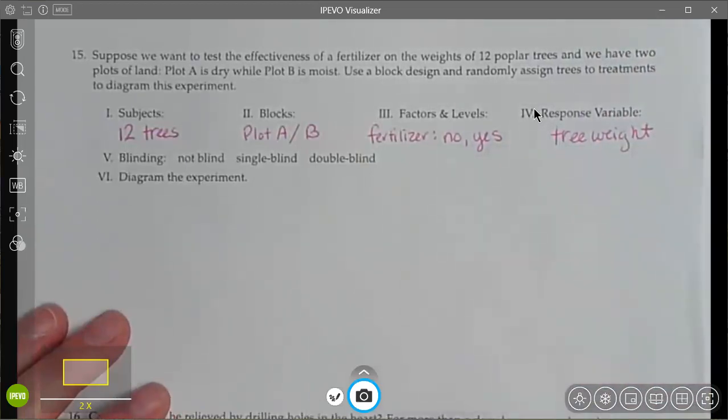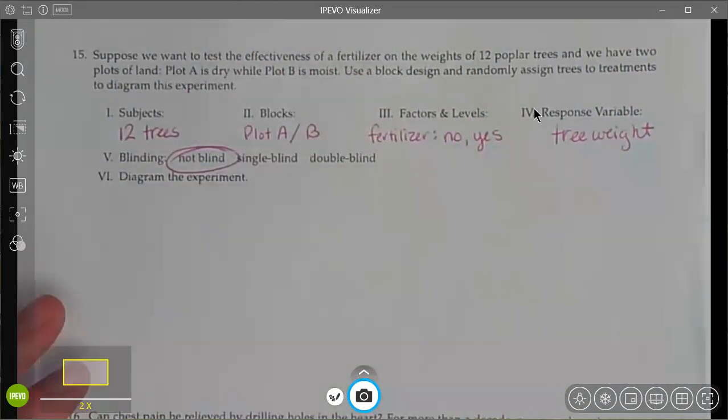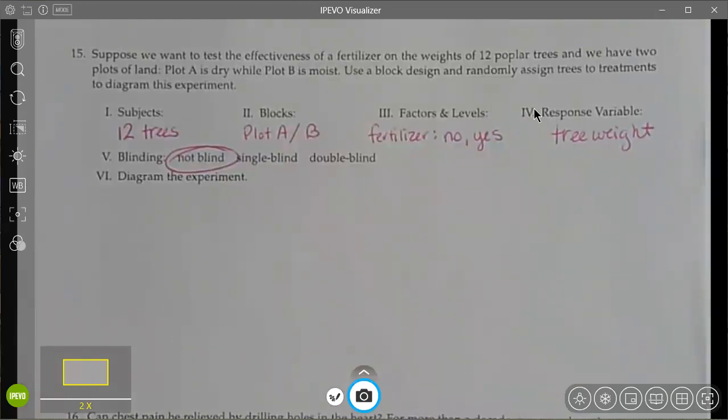And then it says blinding. Is this not blind, single blind, or double blind? So in this case, there's no placebo. We do have a control group, but no placebo. So we'd call this not blind. And that's pretty typical if you are doing an experiment that is related to inanimate objects. Generally, we're looking at blinding when it comes to experiments that deal with people.